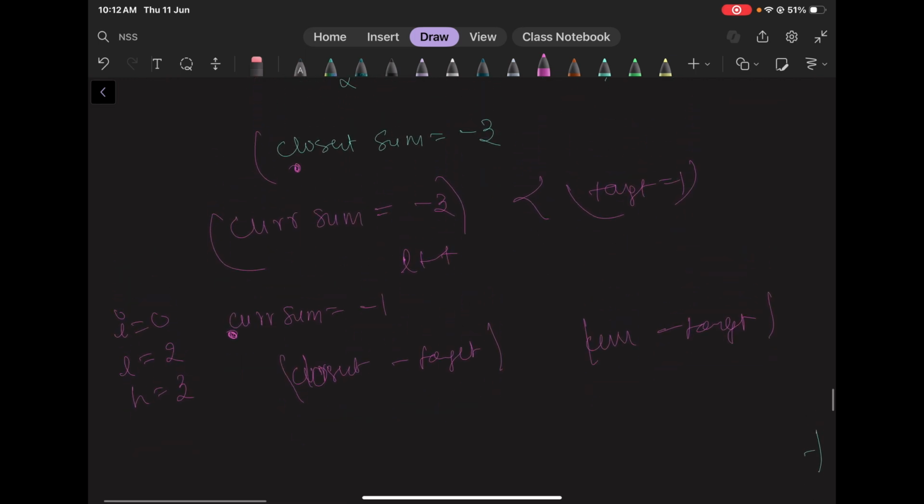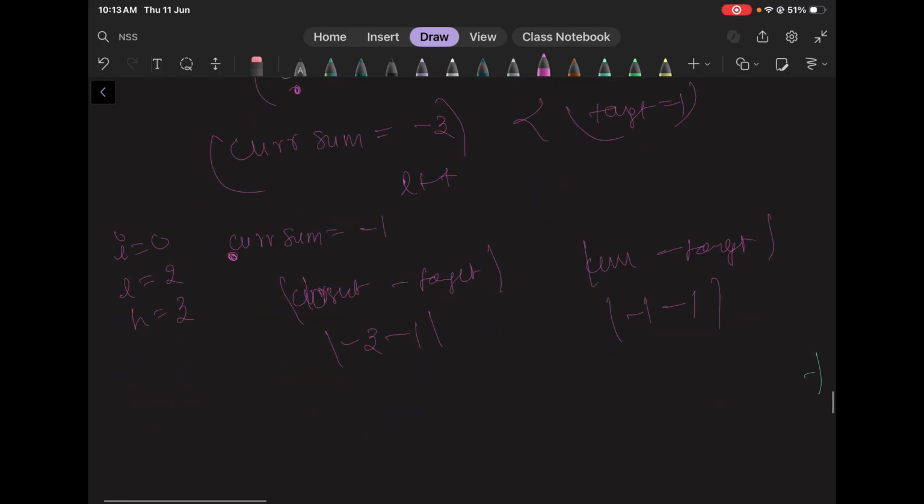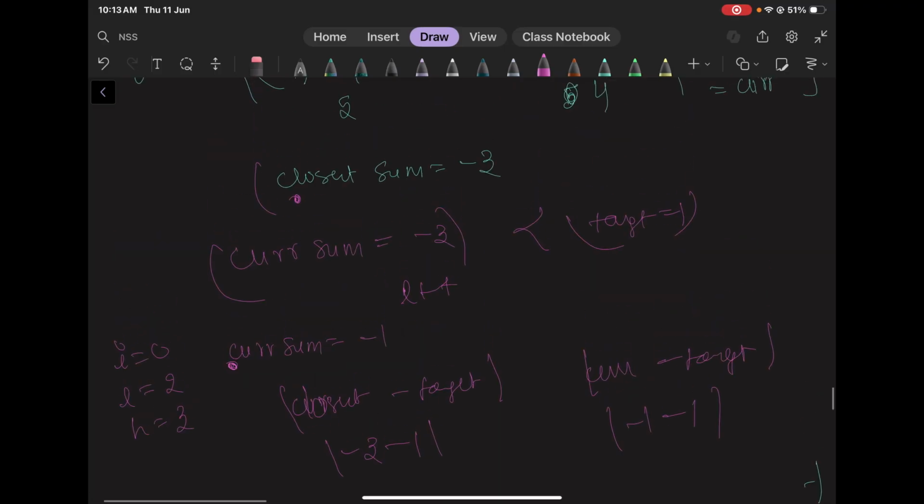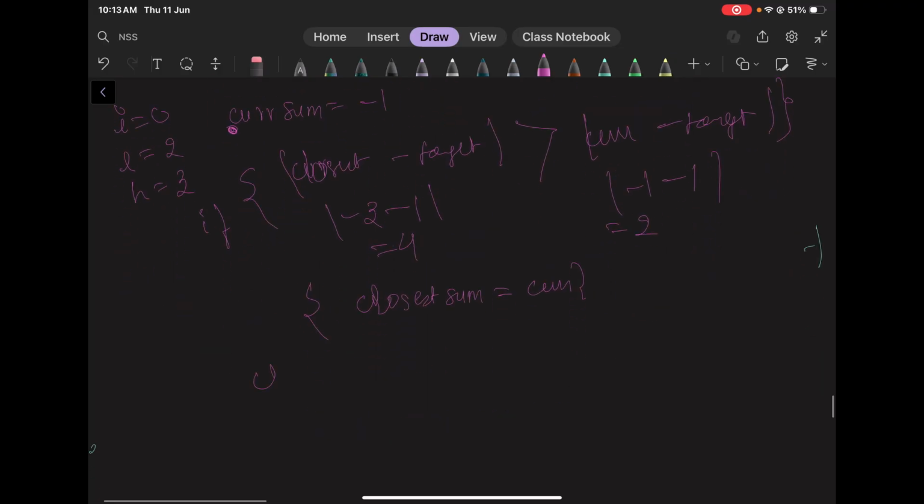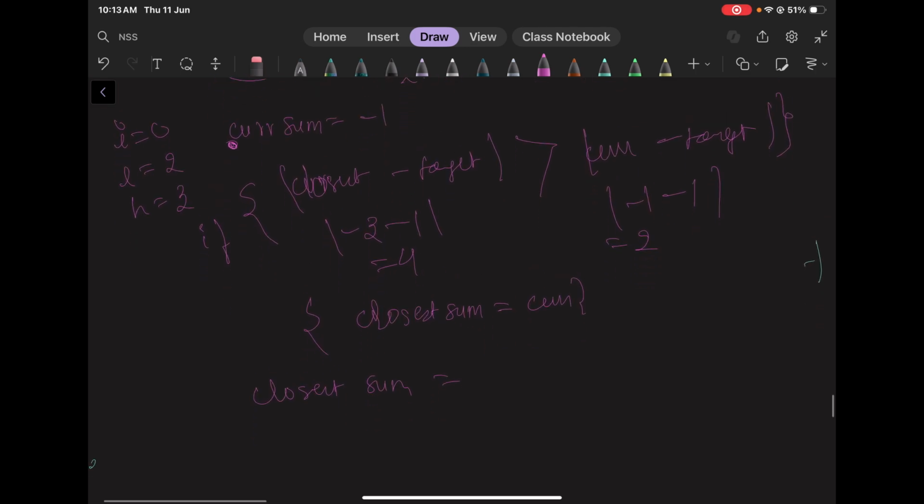My closest sum is now -3 and my current sum is -1, and we take their distance from 1. The distance of this is 4 and the distance of this is 2. So I see the current sum is closer to target. So if I have this condition, then my closest sum is updated to current sum, which is -1 in this case.